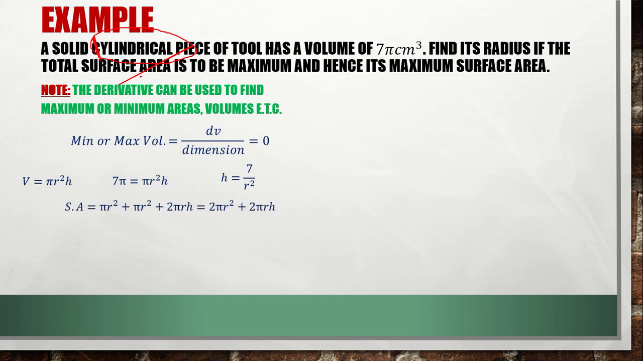Now, surface area. Because it's a solid cylindrical piece of tool, it is closed on both sides. So there is the top surface area, which is pi r squared, then the bottom surface area, which is pi r squared again, then the curved surface area, which is 2 pi r h. 2 pi r simply gives you the circumference, and h is the height, which gives you the curved surface area. If you sum everything, it gives you 2 pi r squared plus 2 pi r h. That is the total surface area.